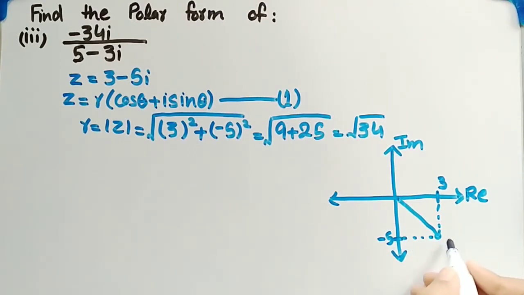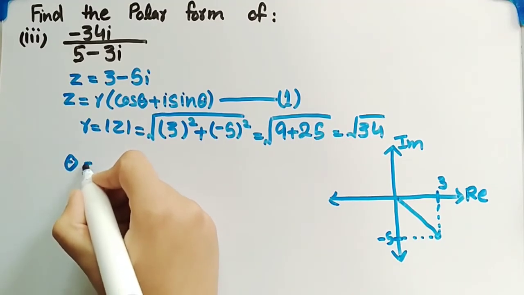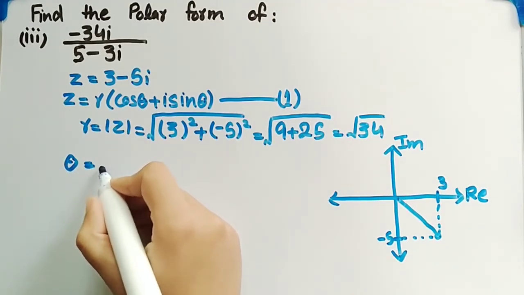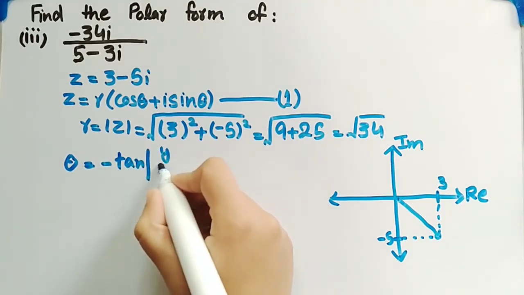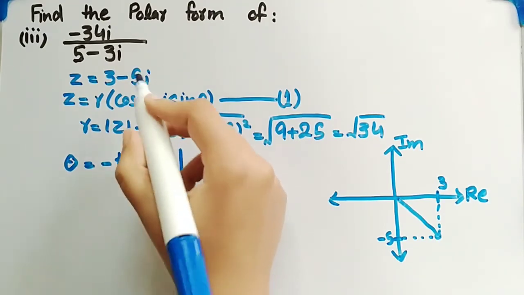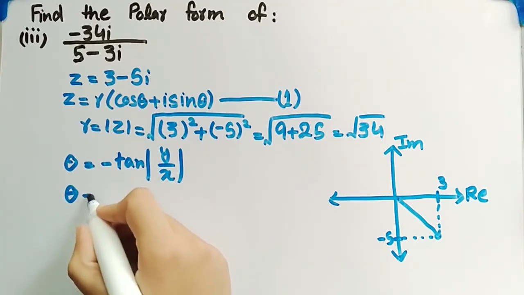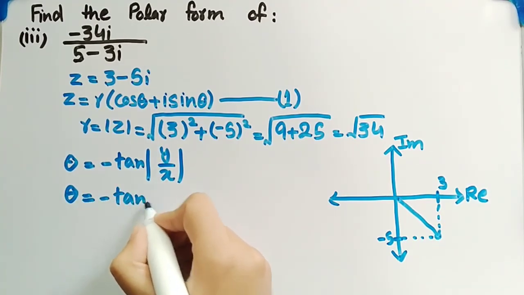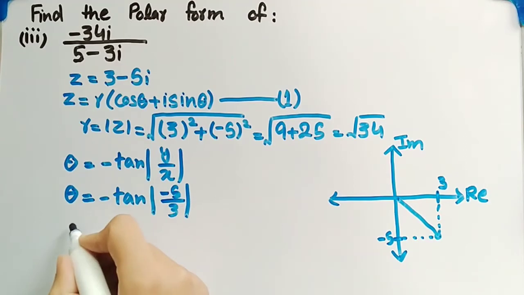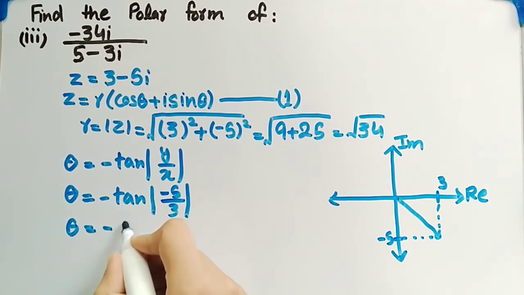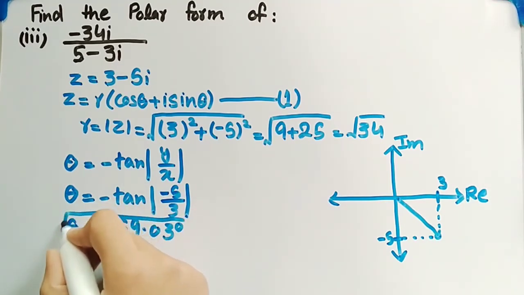When a complex number is in fourth quadrant, then the value of principal argument theta is equal to minus tangent inverse y by x, where y is the imaginary part and x is the real part of the complex number. So value of theta will be equal to minus tangent inverse of 5 by 3, which is equal to minus 59.03 degrees. So this is the value of theta.